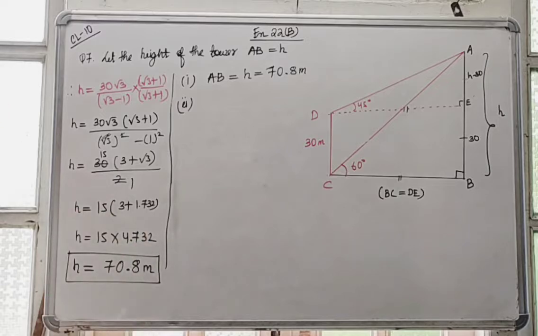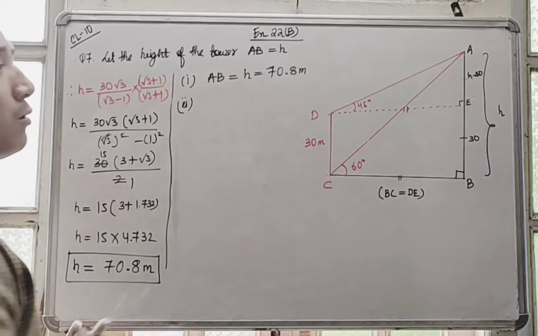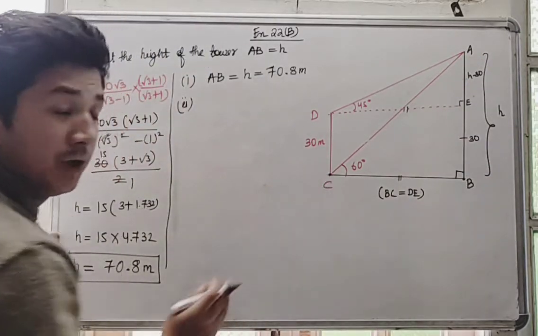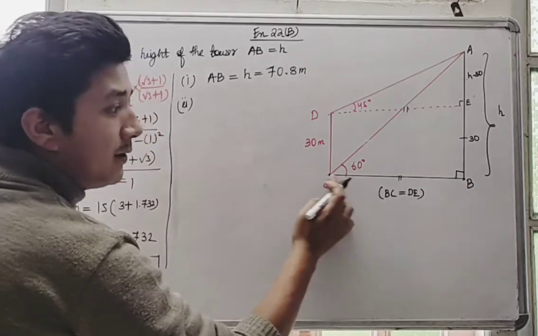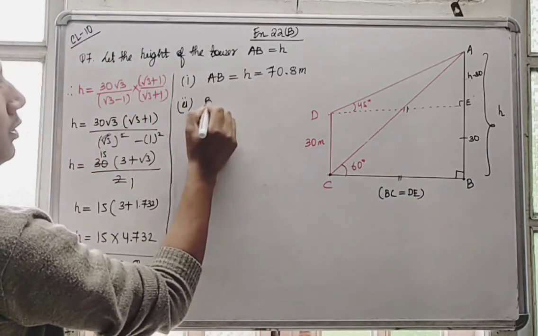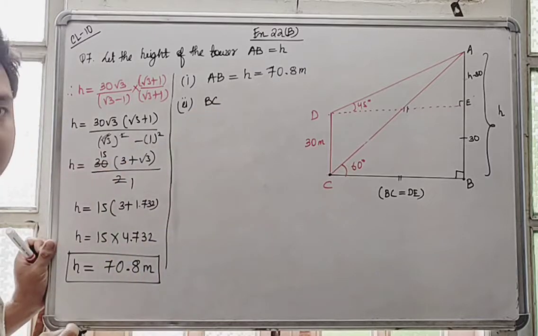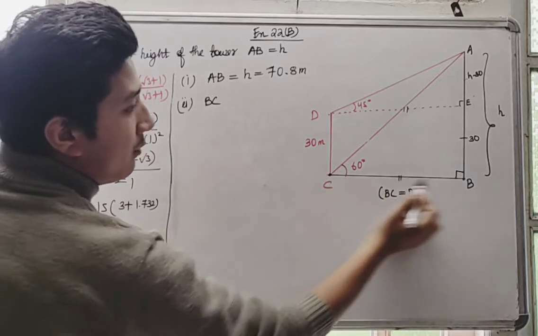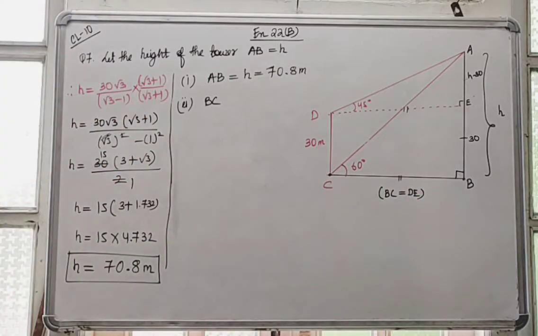The second part of the question is asking us what is the horizontal distance from the point of observation. So tower is out here, this is the first point of observation. So what is the horizontal distance from the point of observation? Means BC. You're asked to find what? BC is what we need to find. Am I clear? We need to find BC. So how will you find BC?